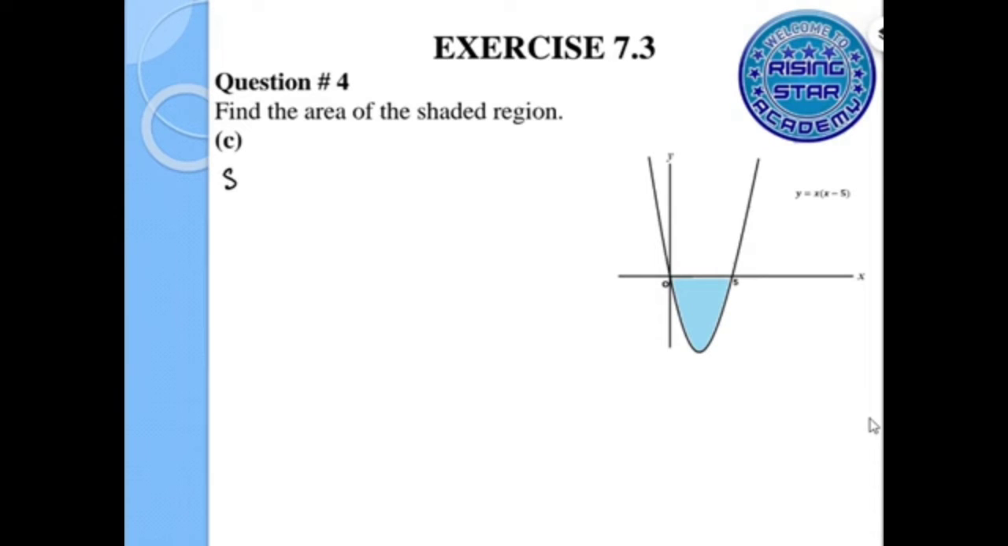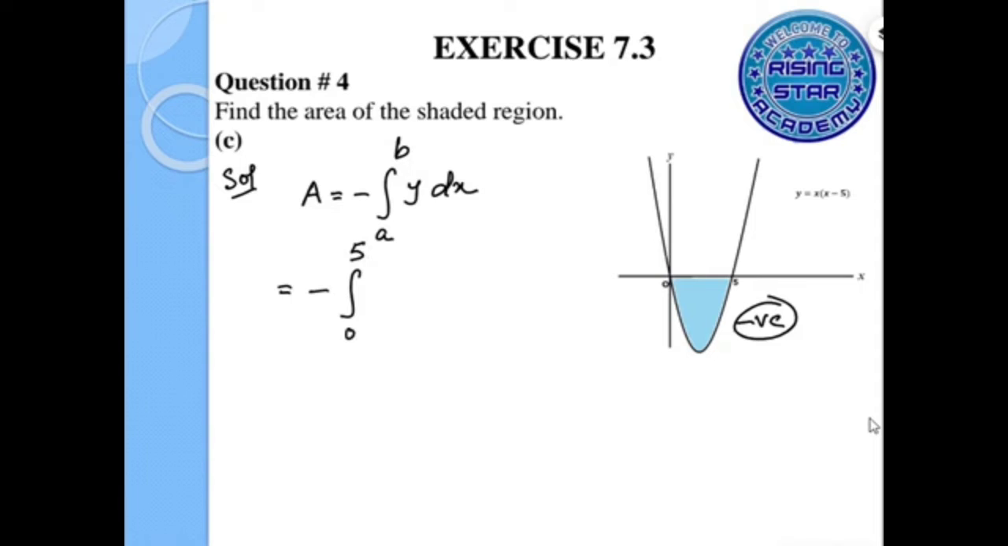In part C, we can see that the area is below the x-axis. So below the x-axis, the area would be negative. So A would be minus the integral from a to b of y dx. So that would be minus the integral from 0 to 5 of x times x minus 5 dx. So we will simplify. We will get x squared minus 5x dx.